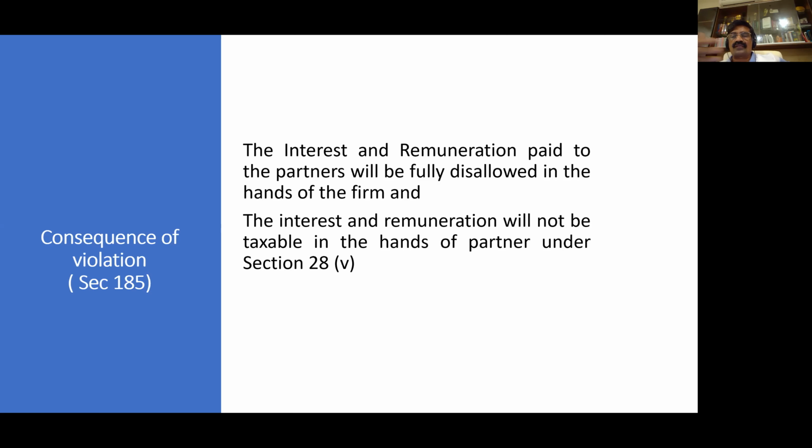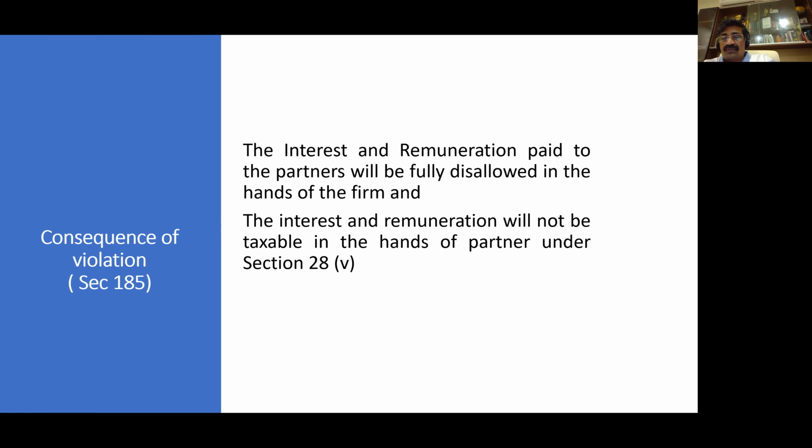For example, take the case of interest, even though we'll be seeing it in the subsequent slides. Interest up to 12% is allowed for the firm. If interest paid by the firm to the partner is 14%, the firm will get only 12% deduction. The partner will also be taxed only to the extent of 12%. So this is one provision in the Income Tax Act where taxability depends on the allowability to the firm. If the firm does not get the reduction, the partner is not taxable.